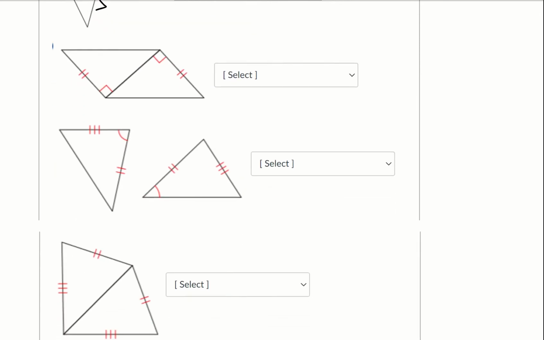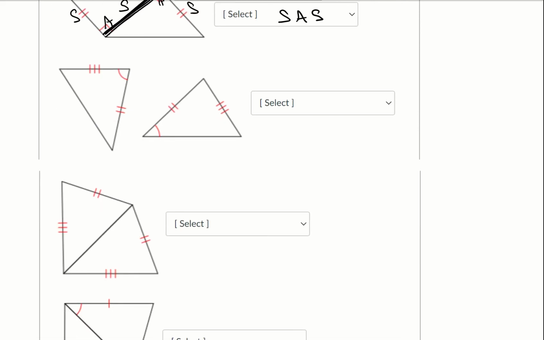Here we have a side corresponding to this side, a right angle corresponding to this right angle, and then we have a side corresponding to the same side by the reflexive property. So this is going to be SAS.